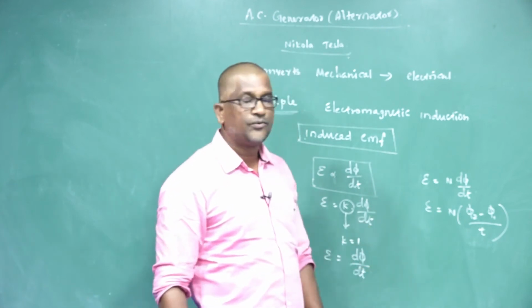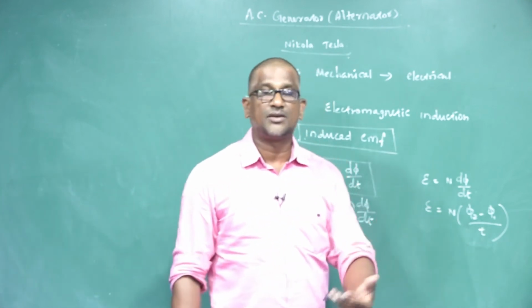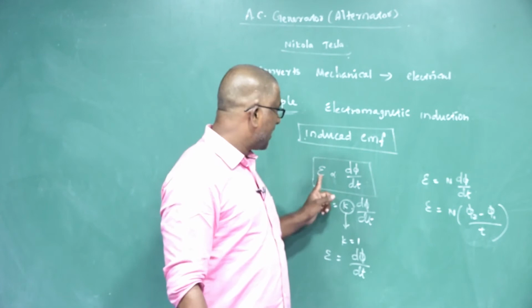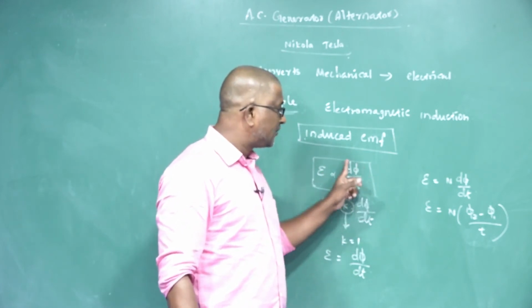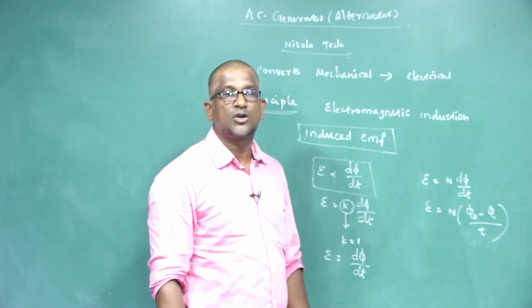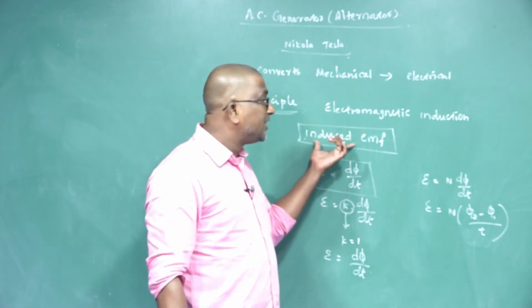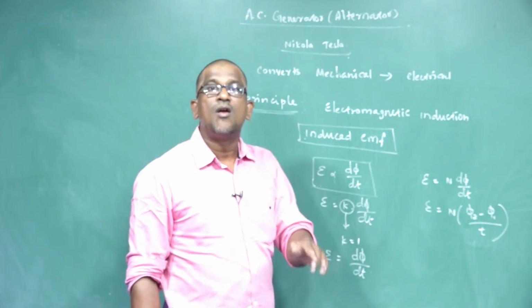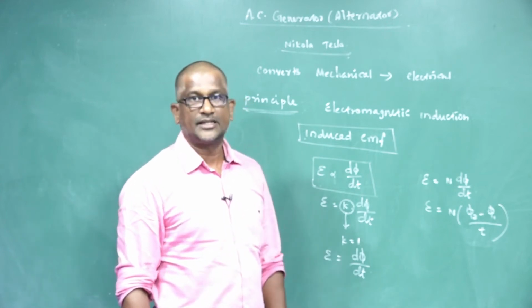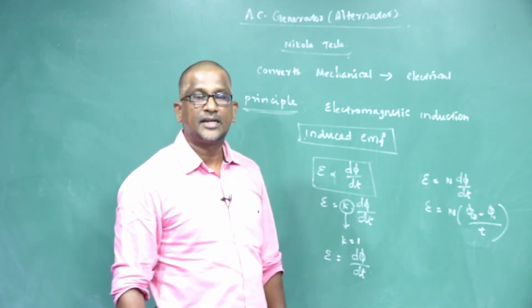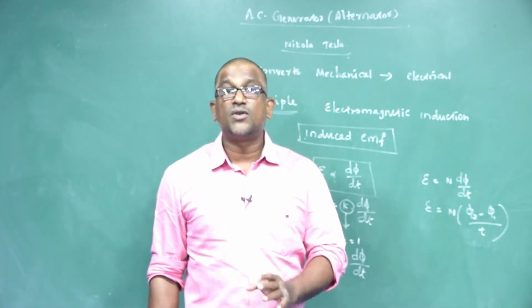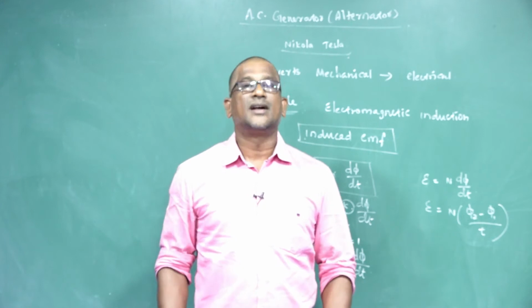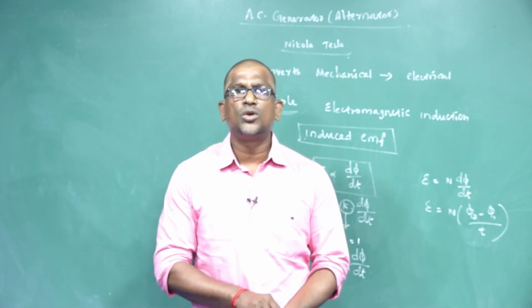So according to Faraday's second law of electromagnetic induction, the magnitude of induced EMF is directly proportional to the rate of change of magnetic flux linked with the coil. So the magnitude of induced EMF is given by Faraday's laws of electromagnetic induction. The direction of induced EMF is given by Fleming's right-hand rule. What is Fleming's right-hand rule?